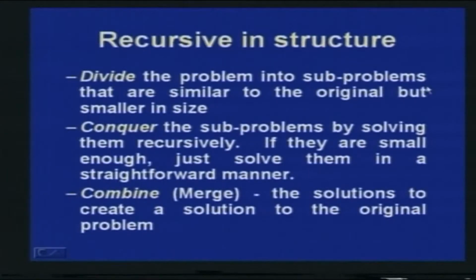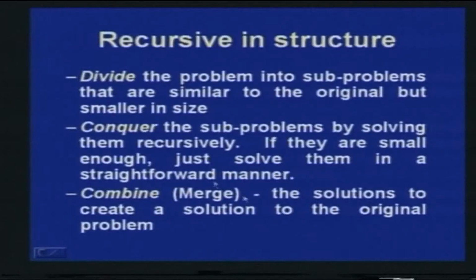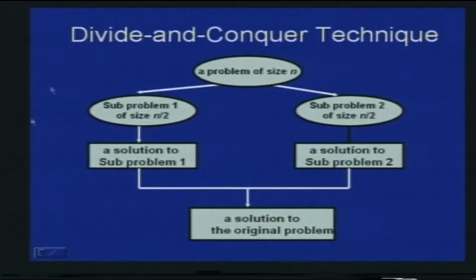So, that is what is meant by recursion. Divide the problem into sub problems that are similar to the original but smaller in size, conquer the sub problems by solving them recursively. That is, if they are not small enough, divide them again. If they are small enough, just solve them in a straightforward manner, and then you combine the solutions to create the solution to the original problem. So, how is it recursive? You divide it into sub problems, this sub problem again calls divide and conquer, that again calls divide and conquer and so on. So, the divide and conquer technique can be explained in this way.